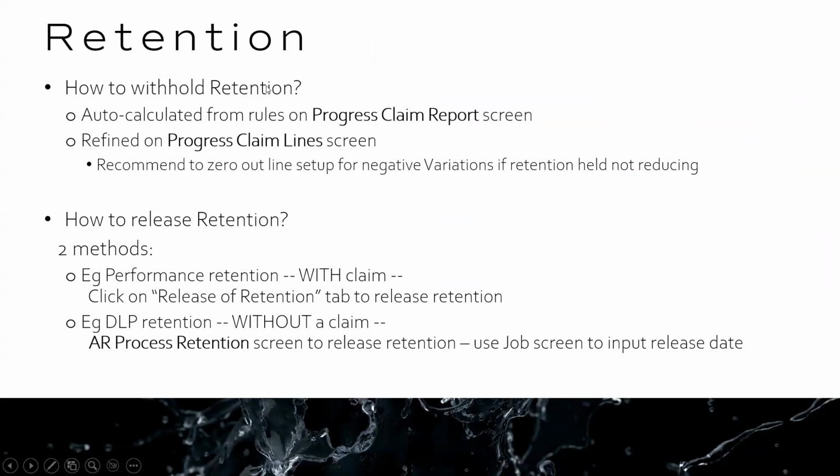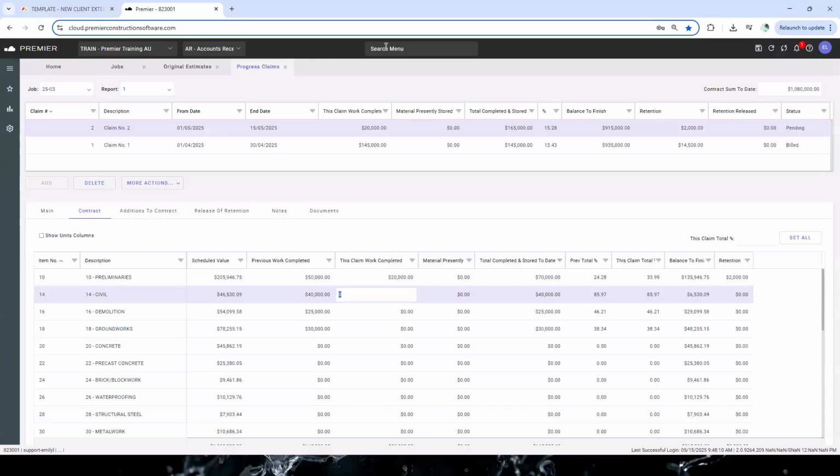So how we withhold retention is it's auto-calculated from the rules that are set up on the progress claim report screen. And it's refined on the progress claim line screen. Now, we've got a little recommendation here. We recommend to zero out lines that are for negative variations so that retentions are not reducing.